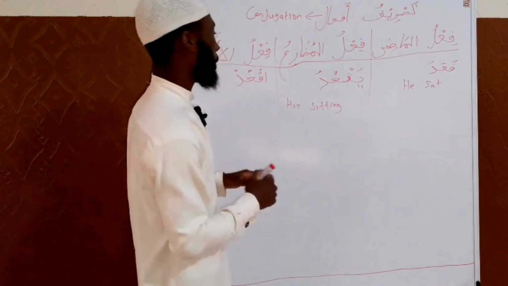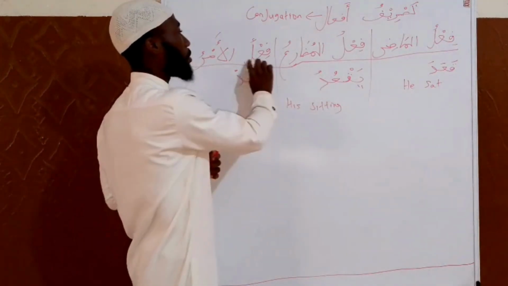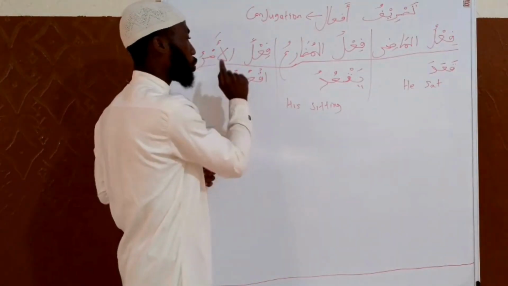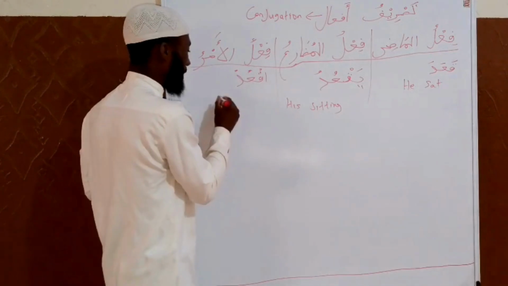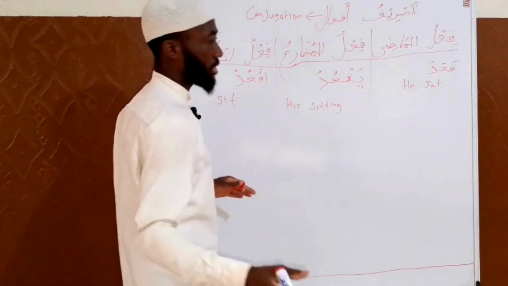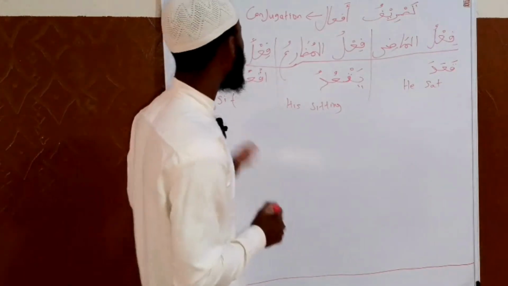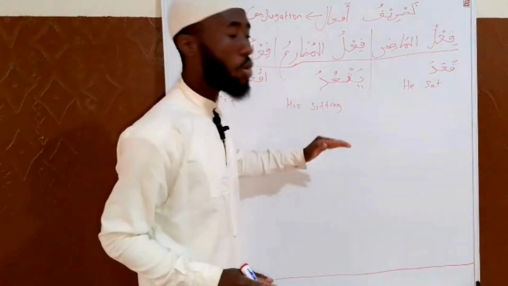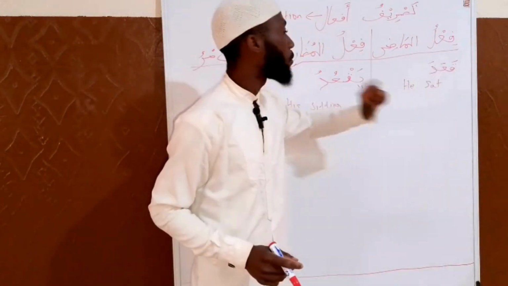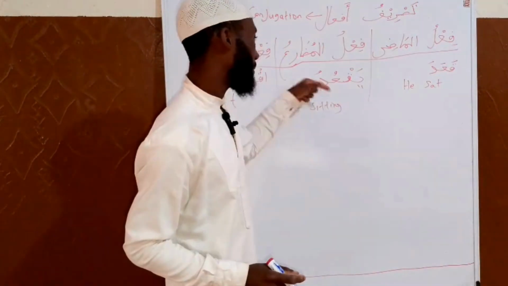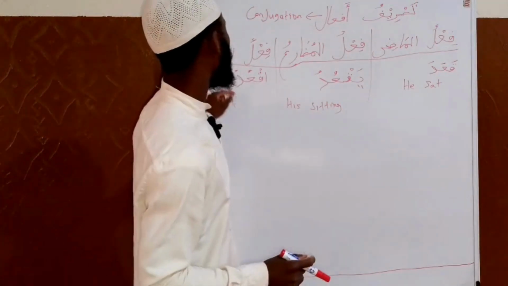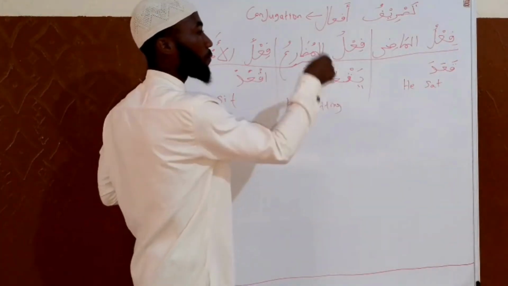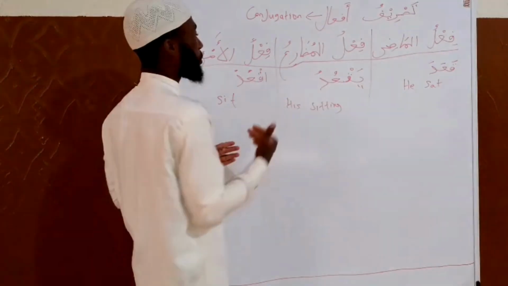So now the uq'ud is the command tense, fi'l amr. Uq'ud means sit. You are commanding someone to do this, sit. So this is what we mean by conjugation, that is, changes that occur. It is from qa'ada to yaqu'udu, that is fi'l mudari. Then the amr, uq'ud, which is fi'l amr, is transformed from qa'ada, yaqudu, then uq'ud.